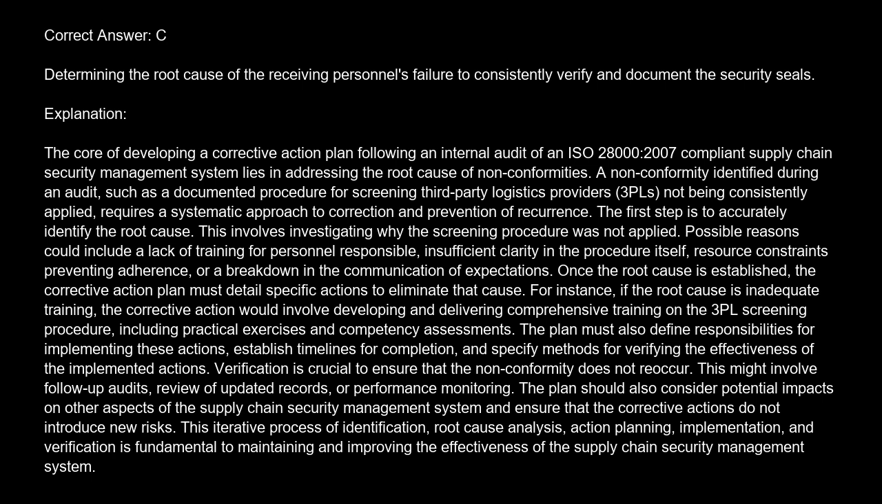The plan should also consider potential impacts on other aspects of the supply chain security management system and ensure that the corrective actions do not introduce new risks. This iterative process of identification, root cause analysis, action planning, implementation, and verification is fundamental to maintaining and improving the effectiveness of the supply chain security management system.